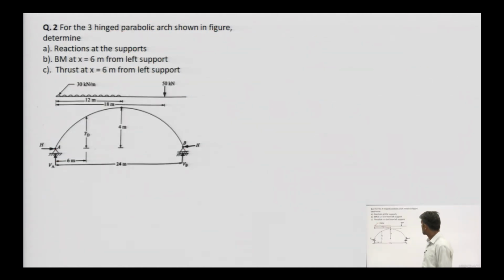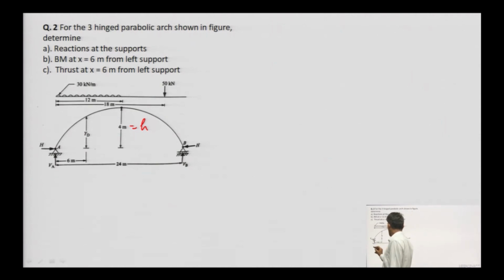Next, in this case, we need to calculate. A 3-hinged arch is given to us, with a rise of 4 meters. Okay. Horizontal distance L is 24, and the load system is this one. So, let us calculate first of all the support reactions.